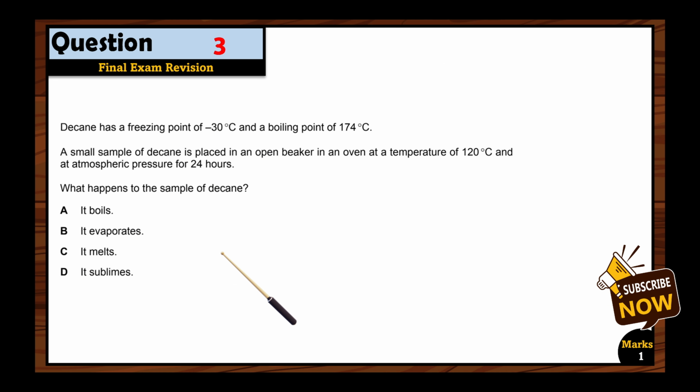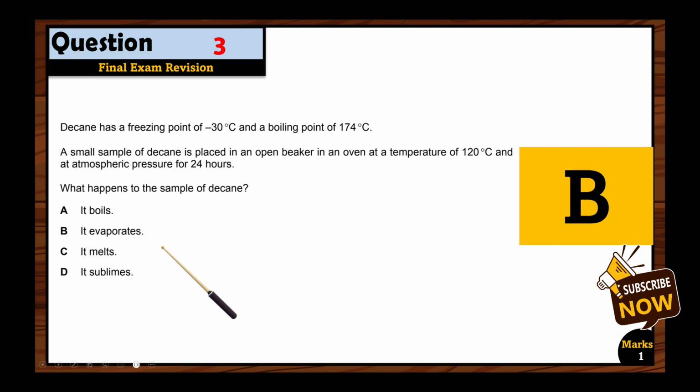Question number 3. Decane has a freezing point of -30 and a boiling point of 174 degrees Celsius. A small sample of decane is placed in an open beaker in an oven at a temperature of 120 degrees Celsius at atmospheric pressure for 24 hours. So we have atmospheric pressure, like the room pressure, and the temperature is 120, which is less than the boiling point. So what does it mean? Decane is an organic compound and it is volatile, so it can evaporate. When the temperature is less than the boiling point and you keep it in an open beaker, of course, the liquid can evaporate. So it evaporates. Option B is correct.